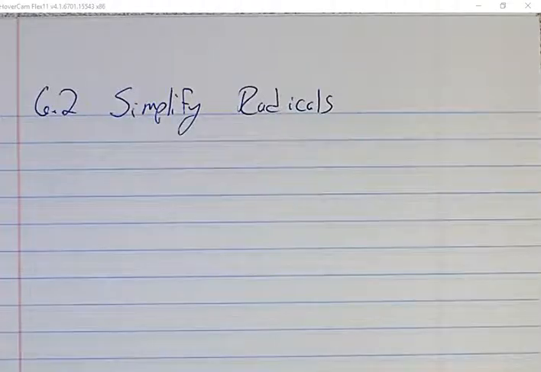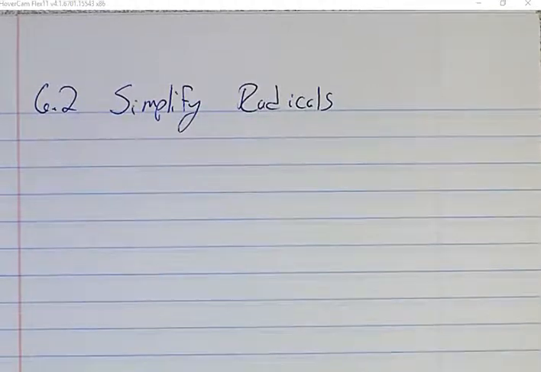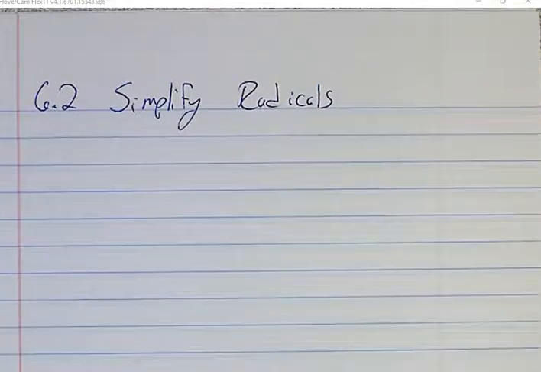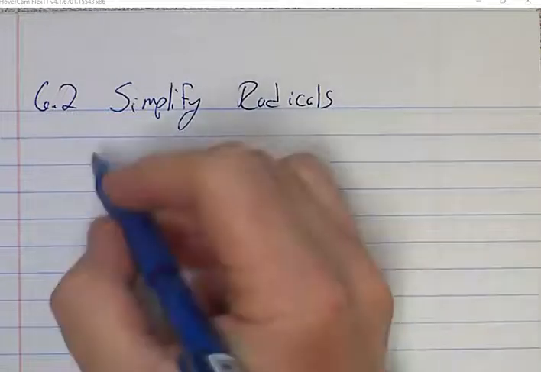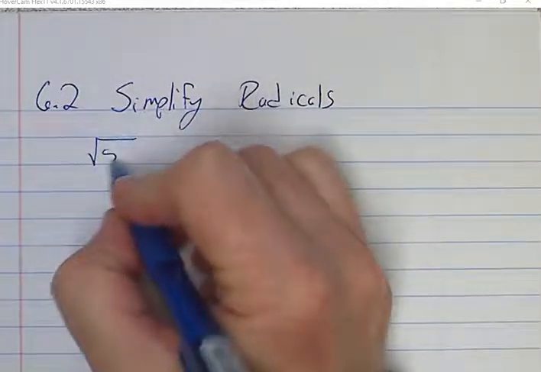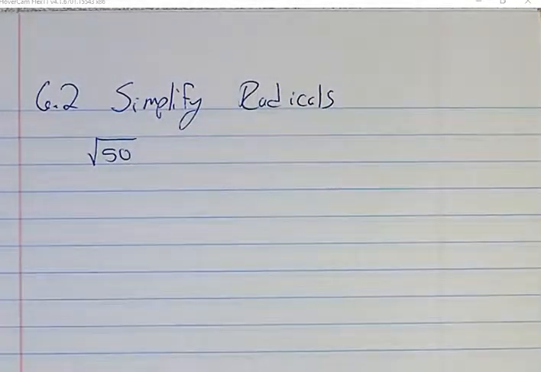Alright, in 6.2, the very first thing we're going to do is simplify radicals. And different than yesterday, where it came out perfect every single time, what we're going to do today is not going to be perfect every single time. It may even start off with something like the square root of 50. If you did square root of 50, it's not a perfect square root. And we've done these in the past.